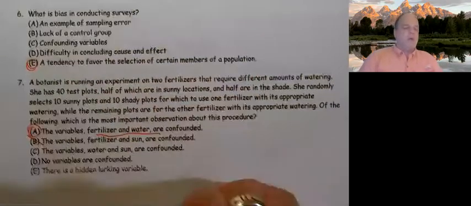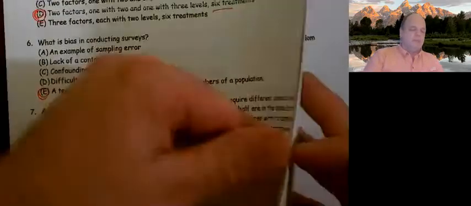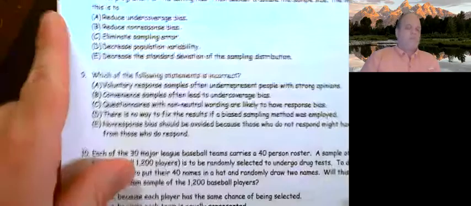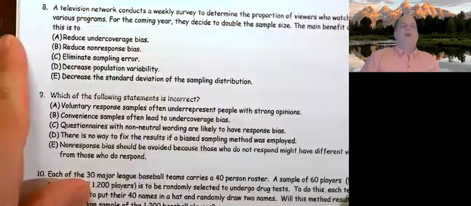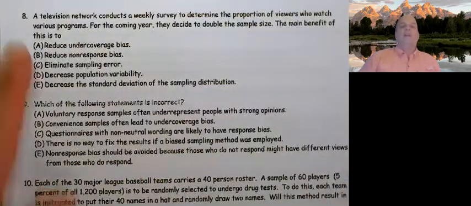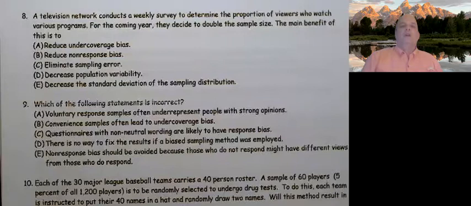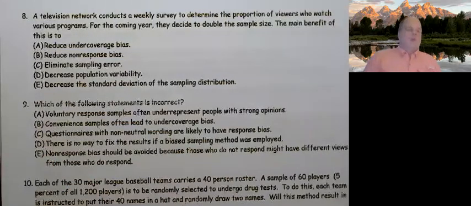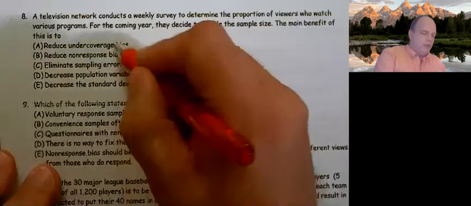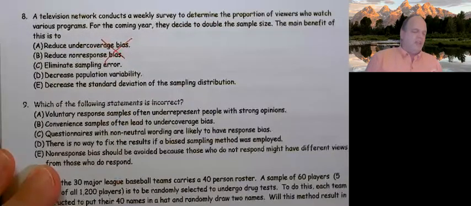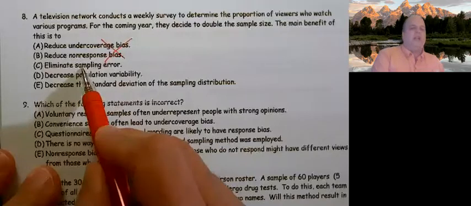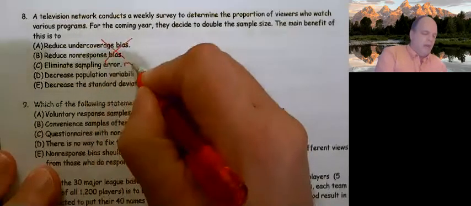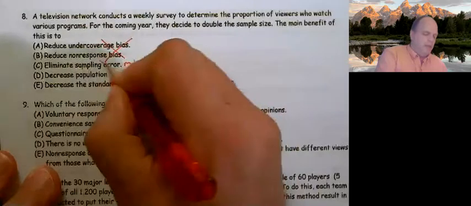Okay, we're going to move on to question number 8. A television network conducts a weekly survey to determine the proportion of viewers who watch various programs for the coming year. They decide to double the sample size. The main benefit of this, well, we can't fix bias. So increasing sample size doesn't do that. We can never eliminate sampling error. We can minimize, but we can't eliminate.